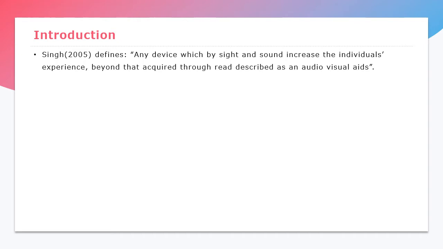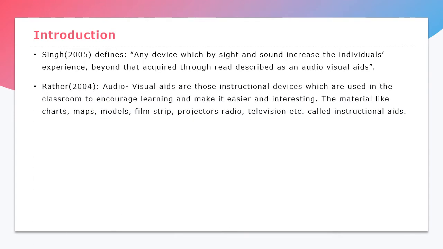Singh defines audiovisual aids as any device which by sight and sound increases the individual's experience beyond that acquired through reading. Rather, in 2004, described audiovisual aids as those instructional devices which are used in the classroom to encourage learning and make it easier and interesting. The materials like chart, map, models, film strip, projectors, radio, television, etc. are called instructional aids.